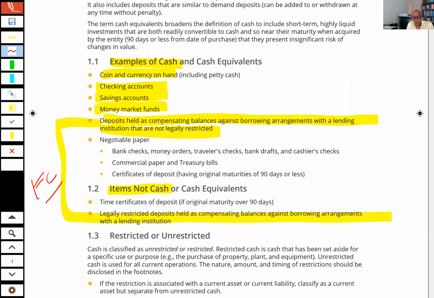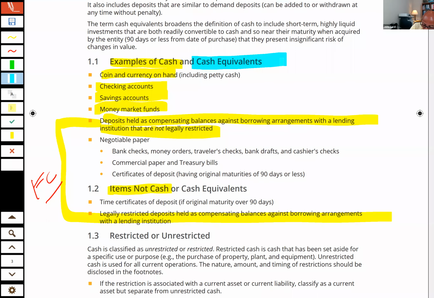Sometimes they'll write that up, but they'll say, we're loaning you $1 million, and if you have to leave $200,000 on balance with us, but if it falls below $200,000, then the interest rate on your loan is going to change. Well, that's not a legal restriction on that. So that would still be considered a cash equivalent. Now, the more interesting discussion here really is, well, what do we mean by cash equivalent?